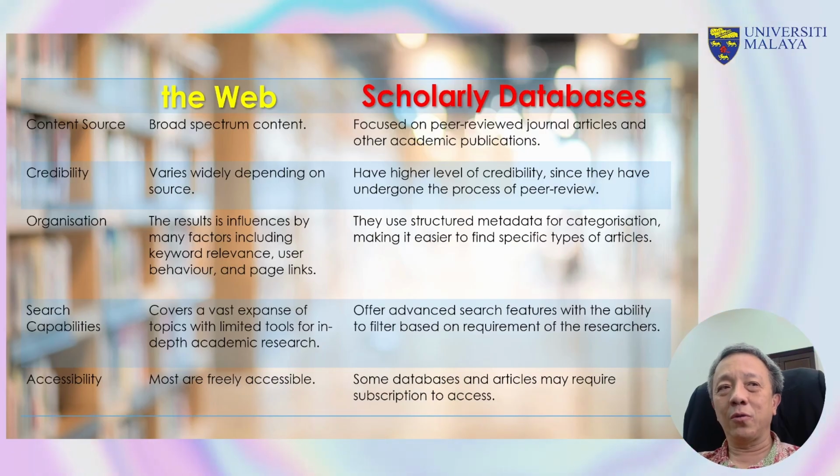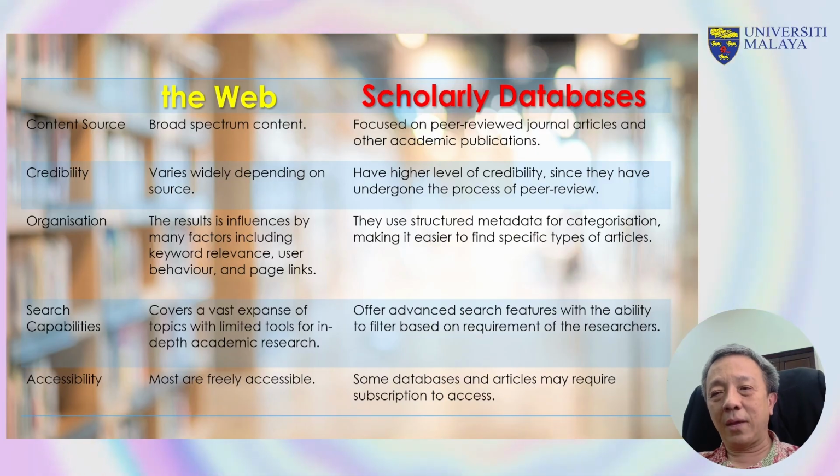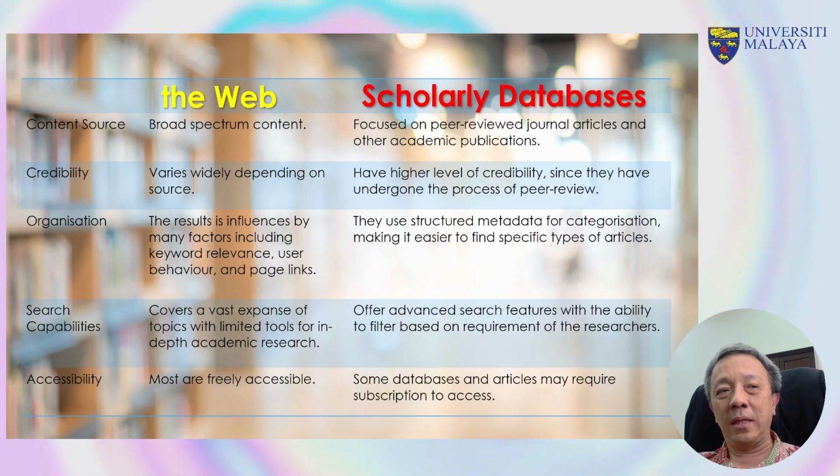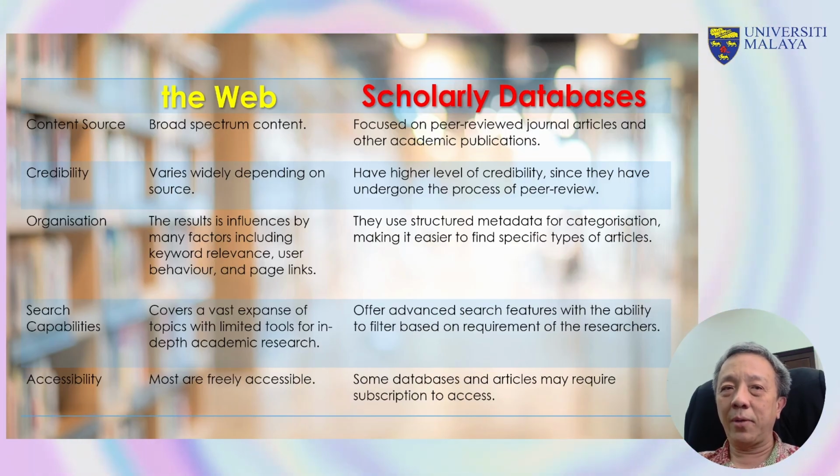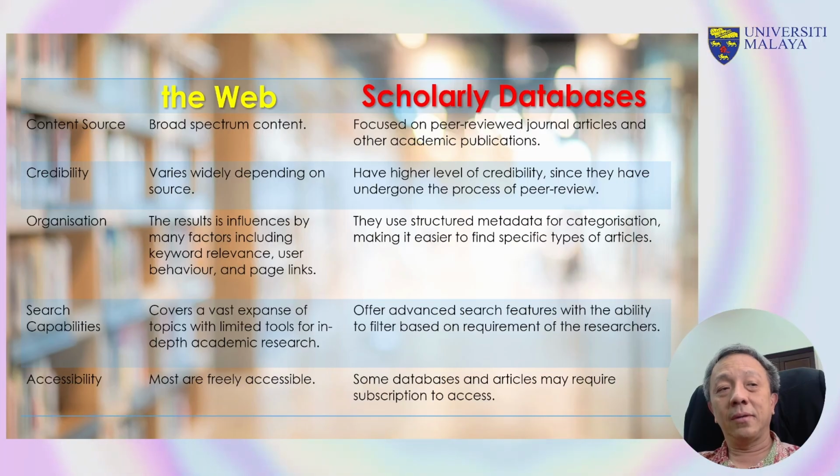The information organization is also different between the web and scholarly databases. The results from the web are influenced by many factors, including keyword relevance, user behavior, and page links. For scholarly databases, they use structured metadata for categorization, making it easier to find specific types of articles. And of course, the search capabilities: the web covers a vast expanse of topics with limited tools for in-depth academic research, and scholarly databases offer advanced search features with the ability to filter based on the requirements of the researcher.